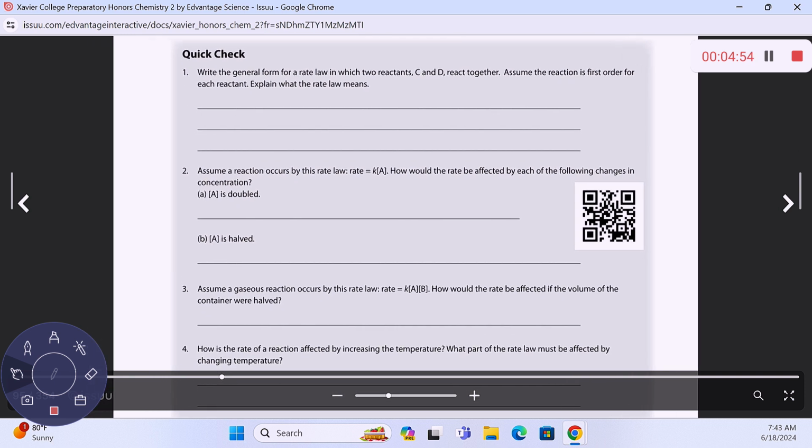So it says, write a general form for a rate law with 2 reactants C and D, assume the reaction is first order for each reactant. Okay, so that means the rate is equal to some rate constant K times the concentration of C and the concentration of D. Now, since X and Y, which are the orders or the exponents of each reactant, are 1, you could either include them or you could omit them, and it would be assumed that they're 1.